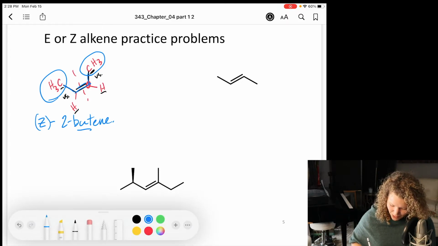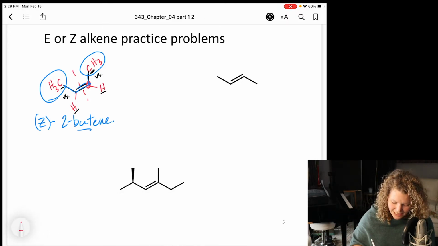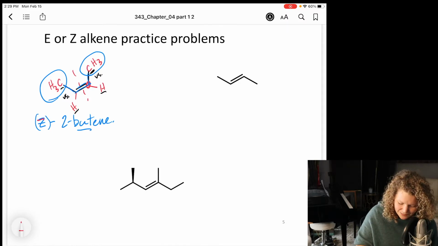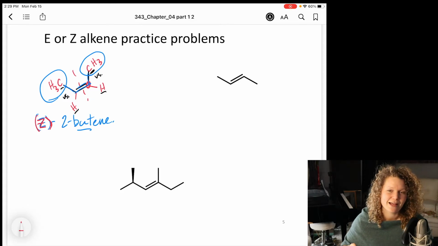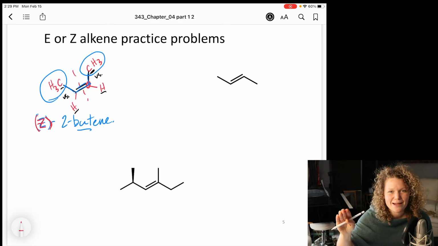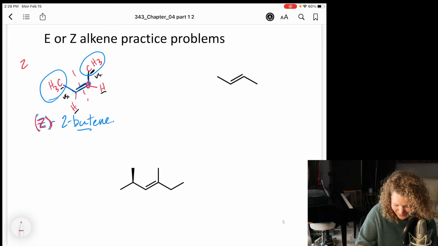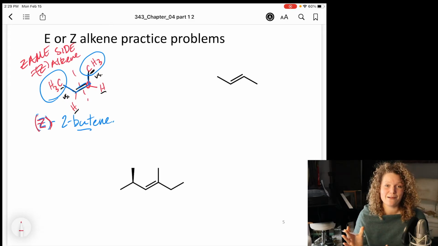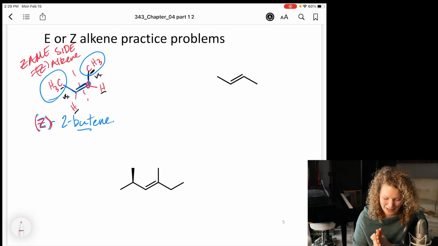Now, I'm just going to throw this in there. The way that I remember Z being on the same side is I just accentuate the Z, and I just go, this is on the same side. So that's how I remember it. Same side equals Z alkene. That's how I remember it. You might come up with something else, okay? All right, so that is a Z alkene.